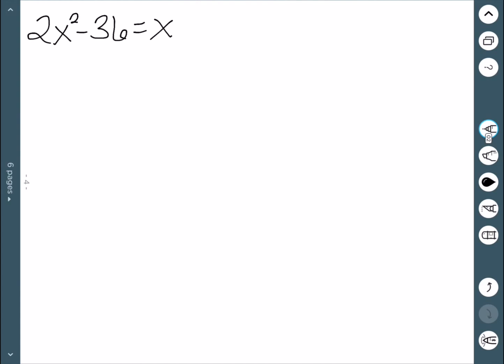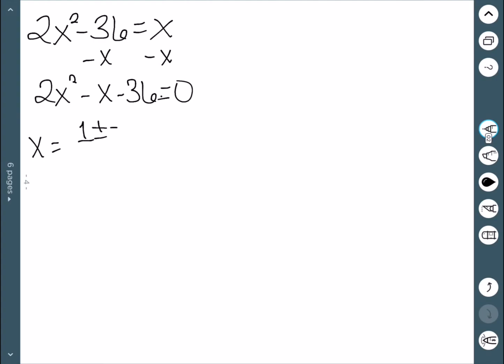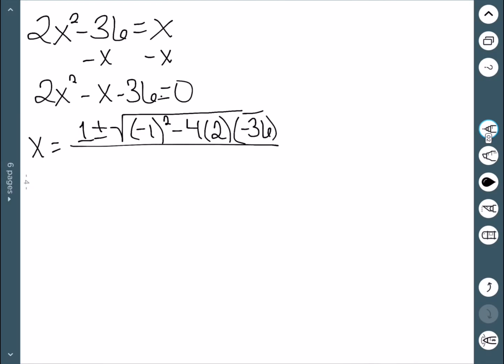Another example. Once again, we need to subtract the x from both sides so that all the terms are together. 2x squared minus x minus 36 equal to 0. Now I have x is equal to negative b. So b is negative 1, so I have negative negative 1, which is 1, plus or minus the square root of b, which is negative 1 squared, minus 4 times a, which is 2, times c, which is negative 36. All over 2 times a, which is 2.